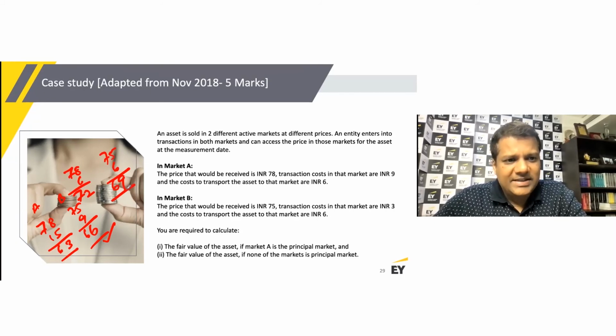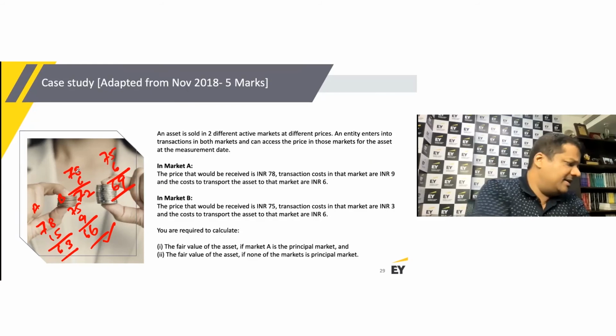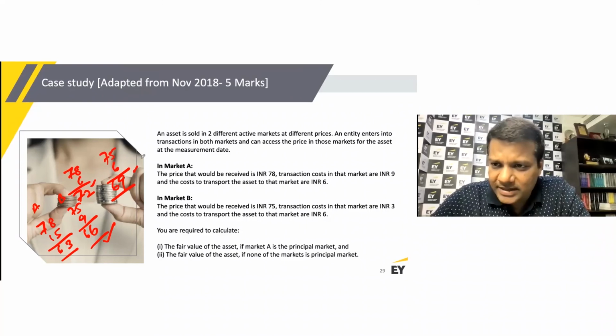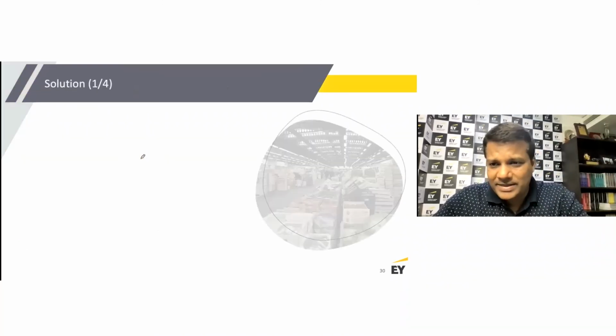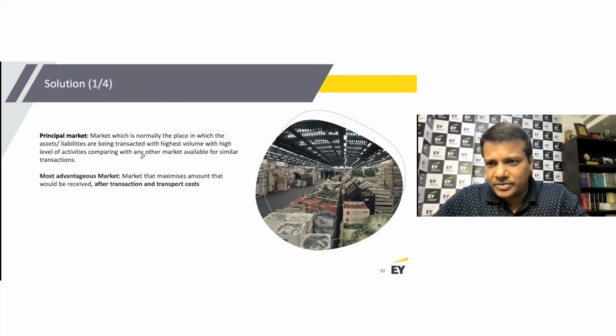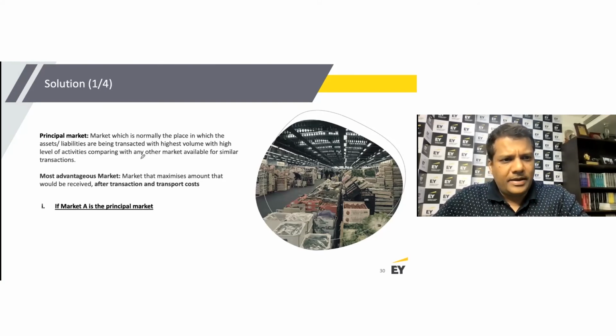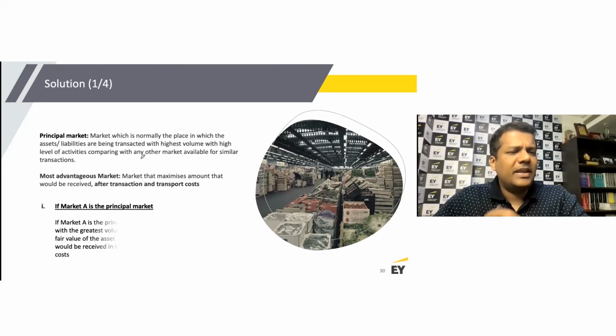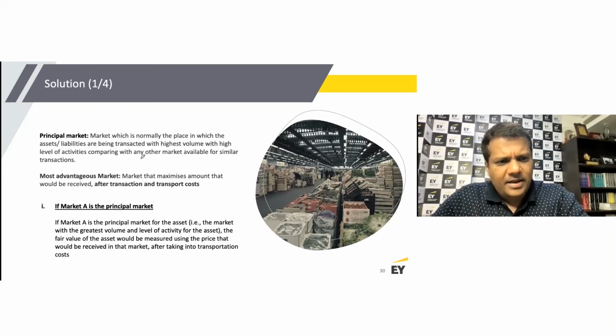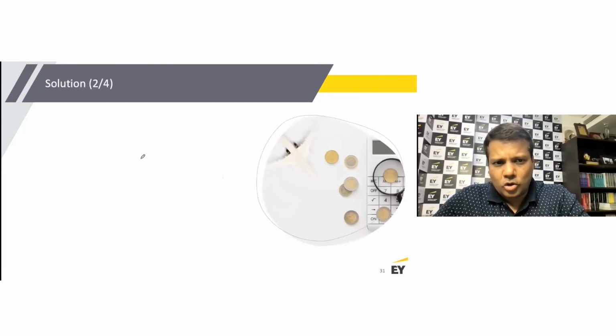The fair value is 69, and if A is the principal market, then I'm going to record fair value at 72. That's broadly the answer. But again, remember to write the principles. The principal market is the market which is normally the place in which the asset or liabilities are being transacted with the highest volume and high level of activity. Most advantageous is where you maximize the benefits. If market A is the principal market, the fair value of the asset will be measured using the price that would be received in the market after taking into account transportation cost.